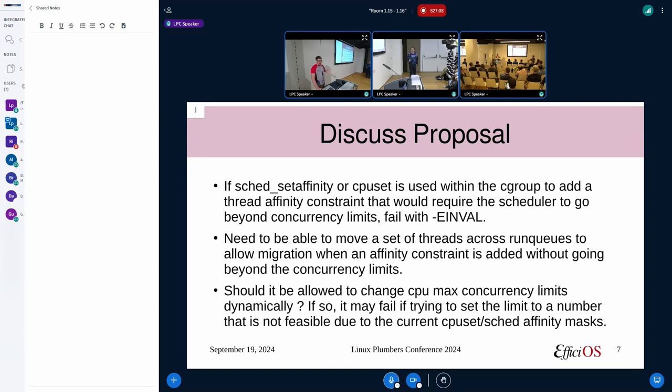And yeah, should we allow changing the max concurrency limits dynamically? I guess so. Dynamically increasing the allowed concurrency for a container sounds useful, but you guys know better than I. I discussed this idea with Peter Zijlstra yesterday, and he was open to it. He told me if the Kubernetes people say they need it, he's open to that kind of scheme in the scheduler.